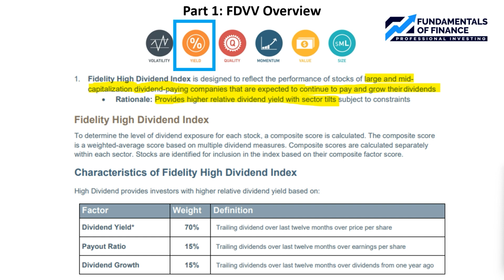So, FDVV tracks the Fidelity High Dividend Index, which invests in large and mid cap companies that are expected to pay and grow their dividends to create a portfolio with a higher yield than the broad market. To decide which companies go in the index, they screen based on three factors: dividend yield, payout ratio, and dividend growth, with a 70% weight on dividend yield and only 15% on the other two.